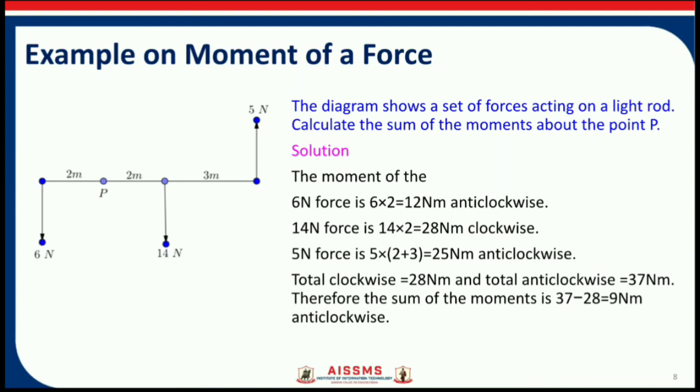Then next, 14 Newton force, the moment about point P is 14 multiplied by 2, that is 28 Newton meter in the clockwise direction, as 14 Newton is acting ahead of point P at a distance of 2 meters. So we will multiply 14 into 2, that is the perpendicular distance, and we'll get 28 Newton meter clockwise moment. Lastly, 5 Newton force is acting at a distance of 5 meters from the point P. So 5 multiplied by 5, we get a 25 Newton meter anti-clockwise moment.